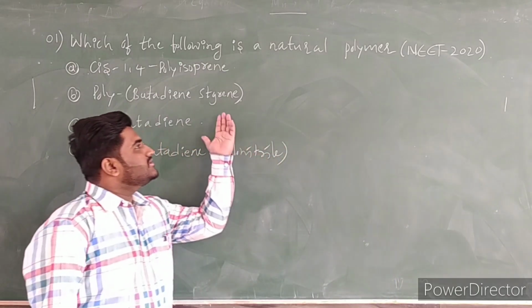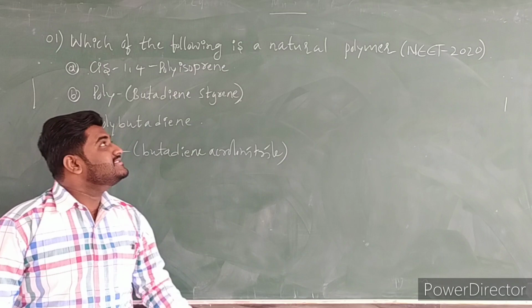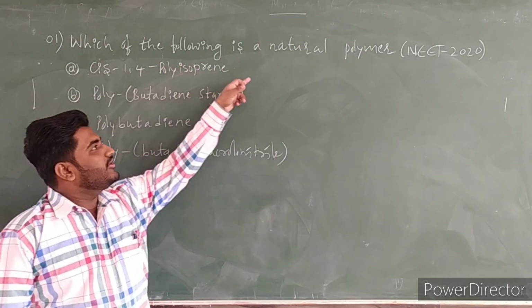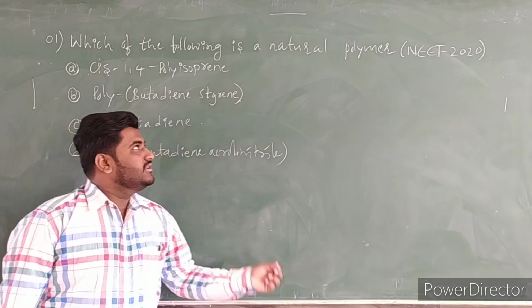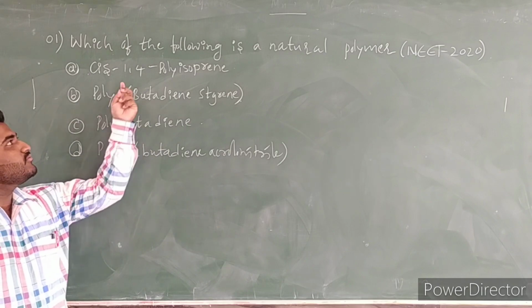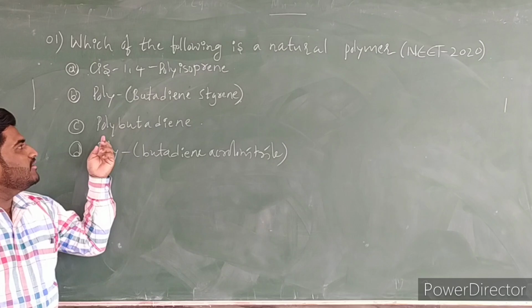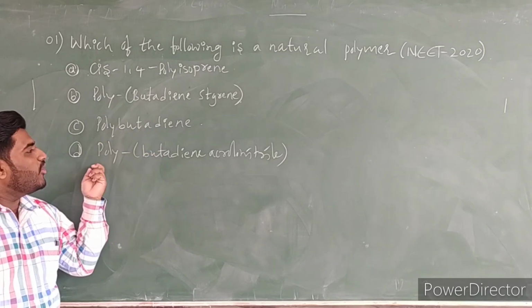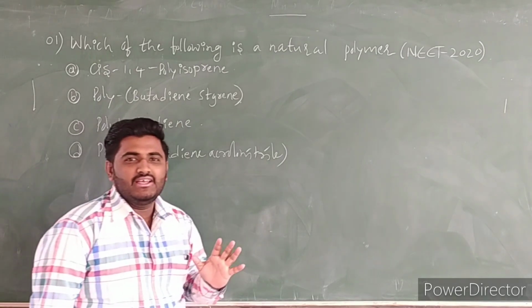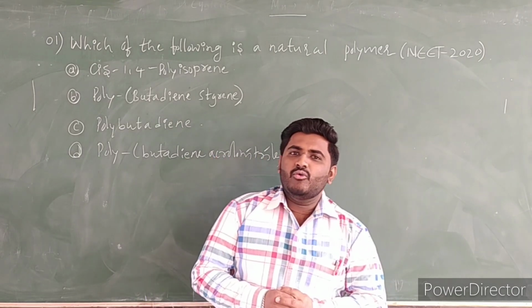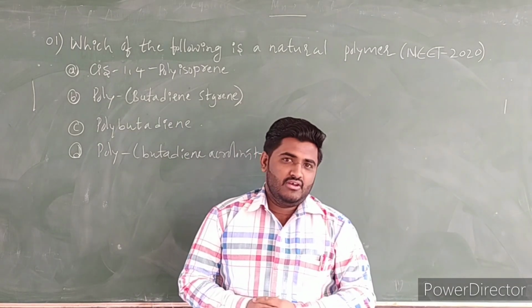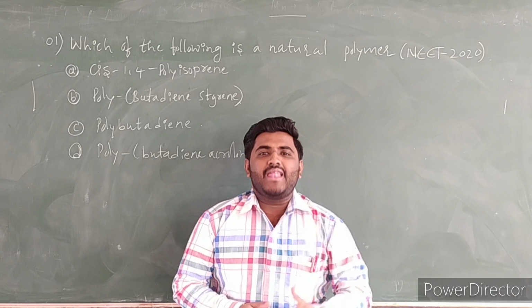See, first question. This was asked in NEET 2020, guys. Which of the following is a natural polymer? So options are like this: cis-1,4-isoprene, polybutadiene styrene, polybutadiene, and polybutadiene acrylonitrile. So what is a natural polymer, guys? Which is obtained from nature, from natural plants.